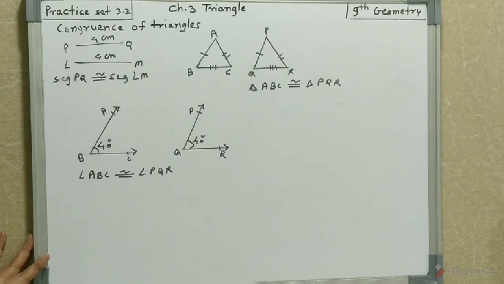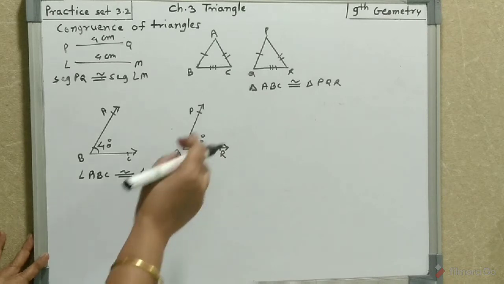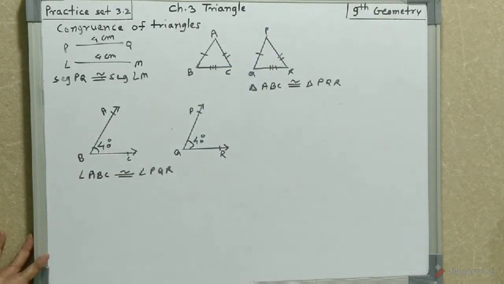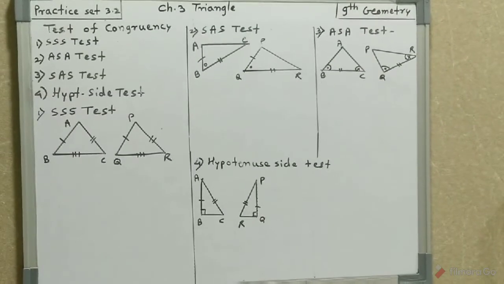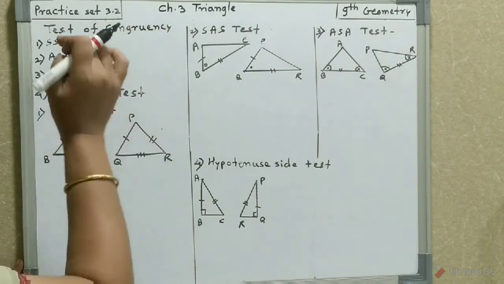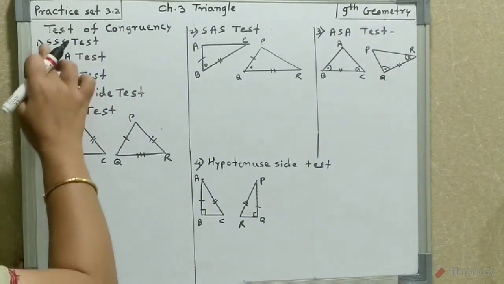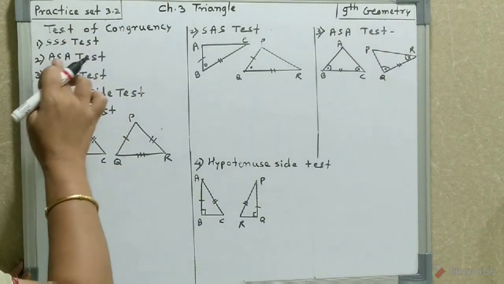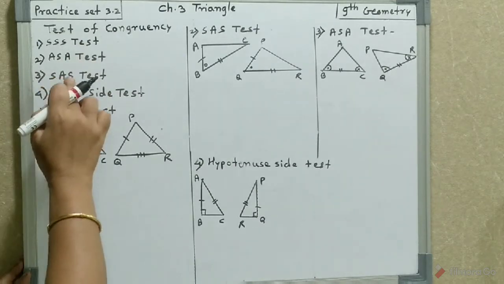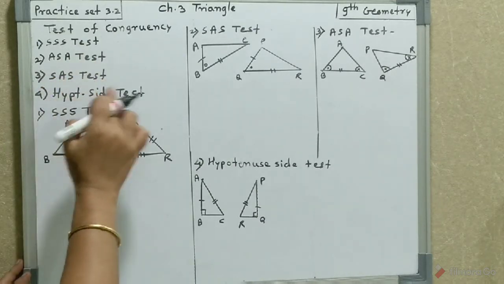Now if a triangle placed upon another triangle fits exactly, then the two triangles are congruent. Here also, these two angles are congruent. Now see the tests of congruency. There are four types of test: SSS test, ASA test, SAS test, and hypotenuse side test.